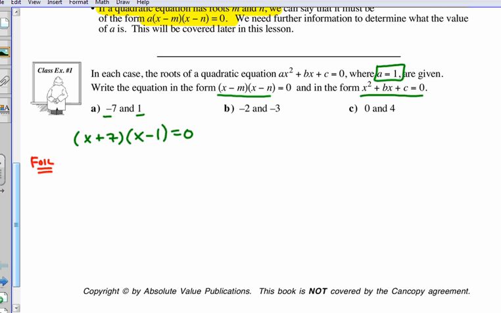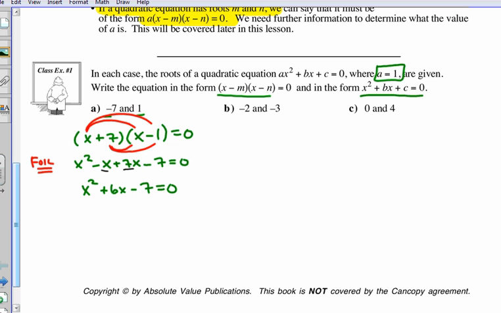FOIL. So FOILing this out, we start with x times x, giving x squared. Then x times negative 1, the outsides, we have negative x. Now our insides, 7 times x, gives you plus 7x. And our two last terms, 7 and negative 1, is negative 7, equals 0. And so just collecting like terms. Remember, our like terms are in the middle always when we FOIL. X squared plus 6x, because negative 1 plus 7 is positive 6, minus 7 equals 0. So there you go. So let's try another one.